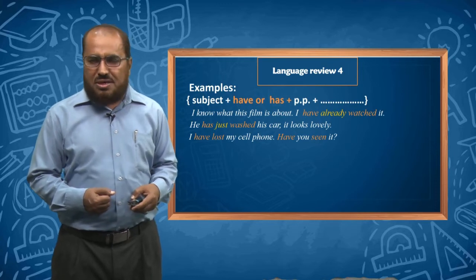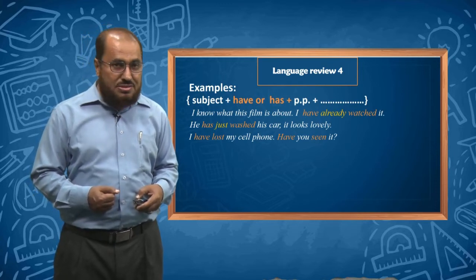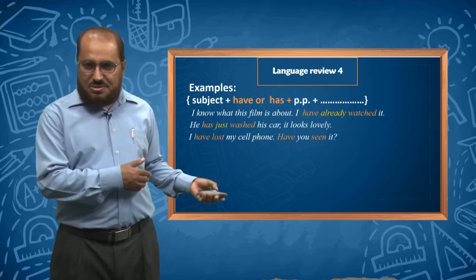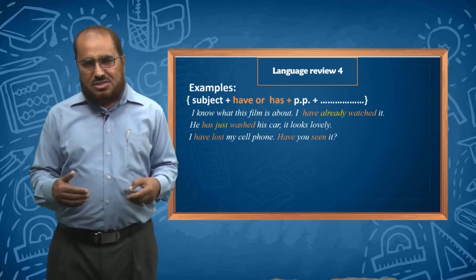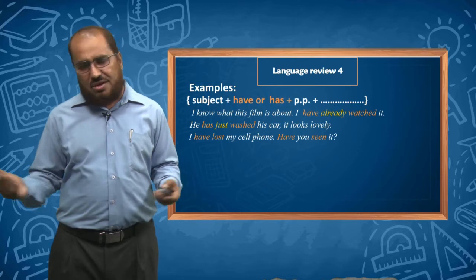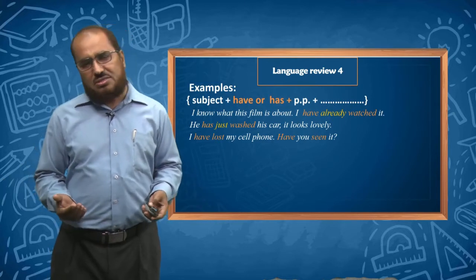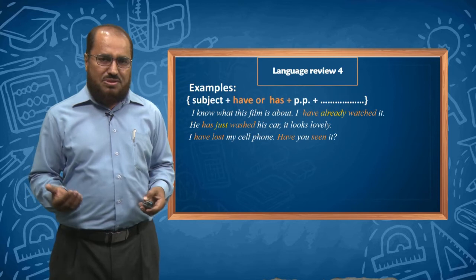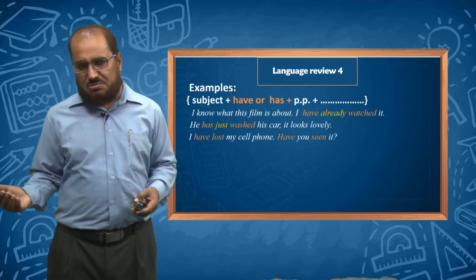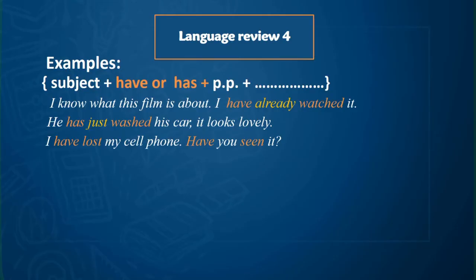I have lost my cell phone. Have you seen it? Something happened in the past, but the result is still here, because I have no phone today. It's better to express it by the present perfect, not by the past simple. I lost my phone. Maybe you lost it 3 weeks ago, and you have found it. But I haven't found it up to now, so I have to express a recent situation. That's because I have no phone.